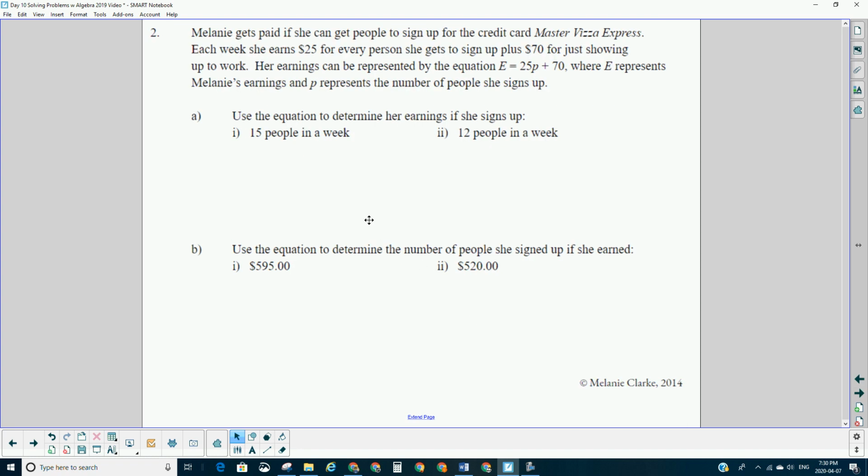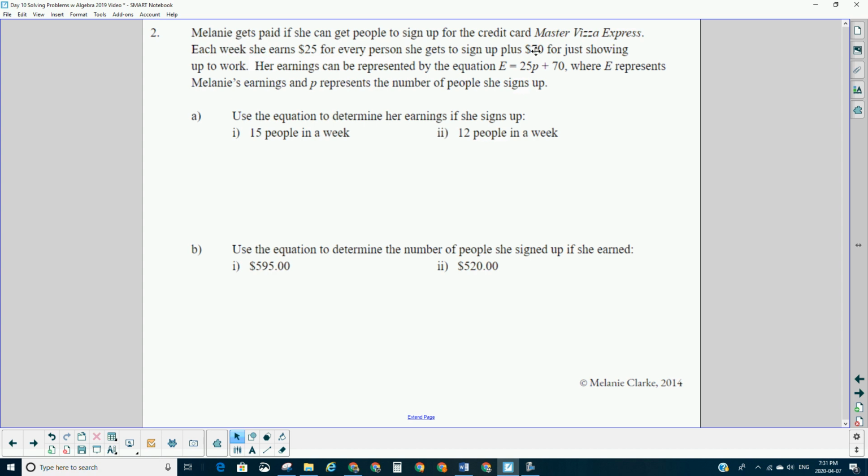Melanie gets paid if she can get people to sign up for a fancy credit card called Master Visa Express. Each week, she earns $25 for every person she gets to sign up for the credit card, plus $70 for just showing up to work. So a lot of jobs are like this, where you get a little bit of a salary, or not a salary, but a pay, plus some sort of commission. You'll get extra money if you sell more. So this is an example of that.